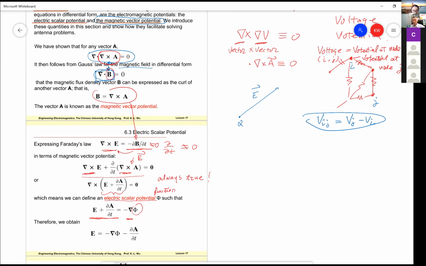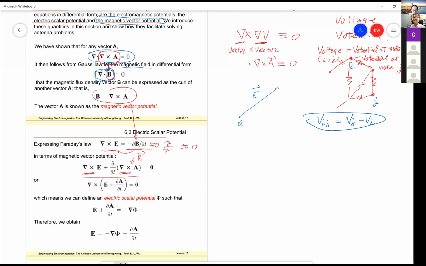Okay, this is a scalar function. This is always true, no matter if time varying or time invariant. Because if the field doesn't change with time, this term equals 0, so we get the previous equation, right? But in general, it's not.